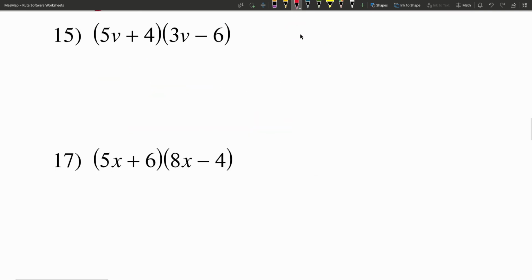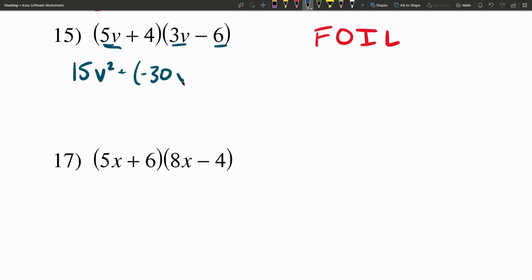Moving right along to number 15, FOIL. First, outside, inside, last. First, 5v and 3v, that's going to be 15v squared. Then, outside, 5v and 6, that's going to be 5v times a negative 6, which is going to be a negative 30v. Then we're going to add that to inside, 4 and 3v, which is going to be 12v. And then finally last, 4 and a negative 6. 4 times negative 6 is a negative 24.